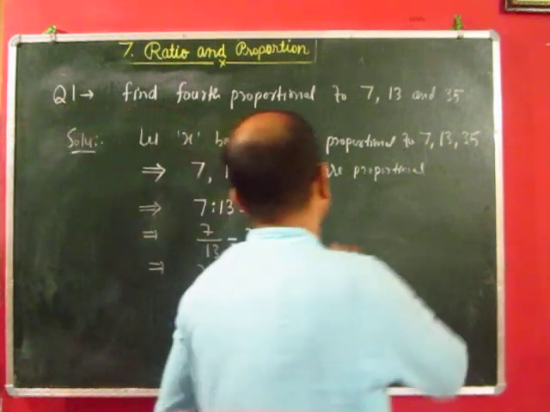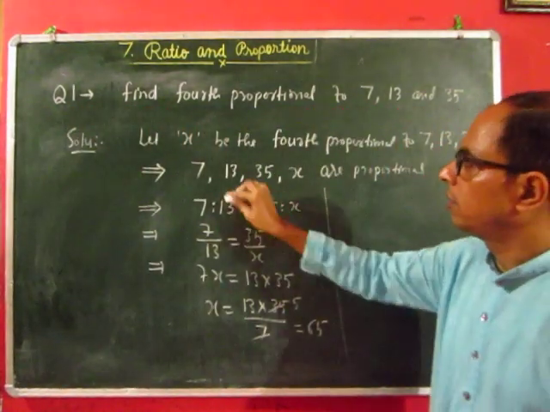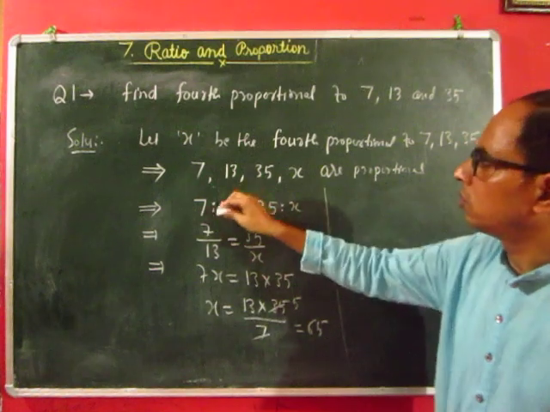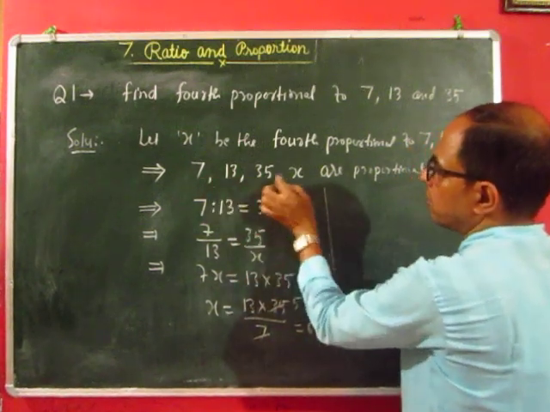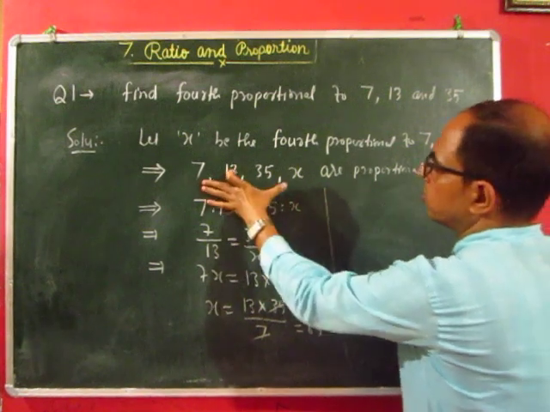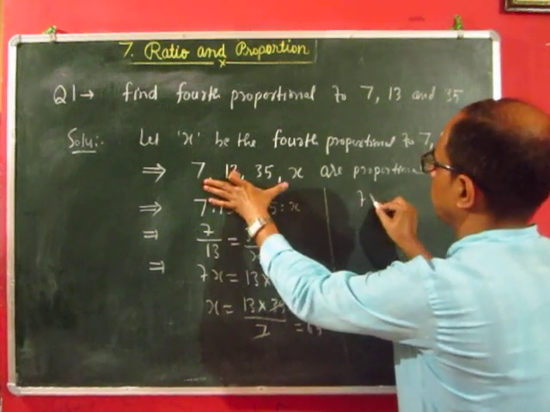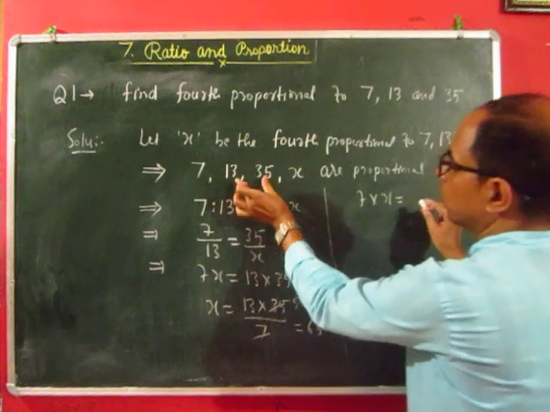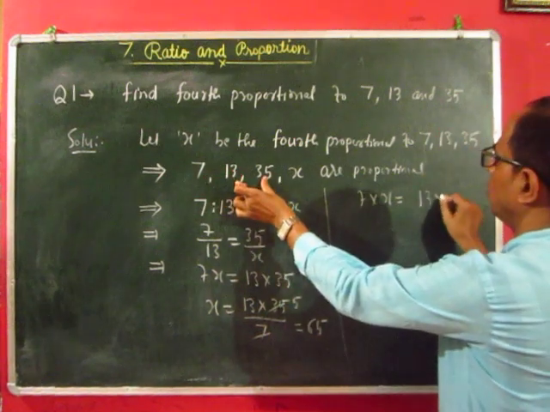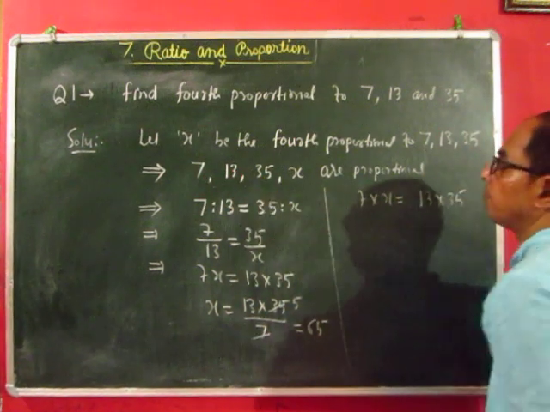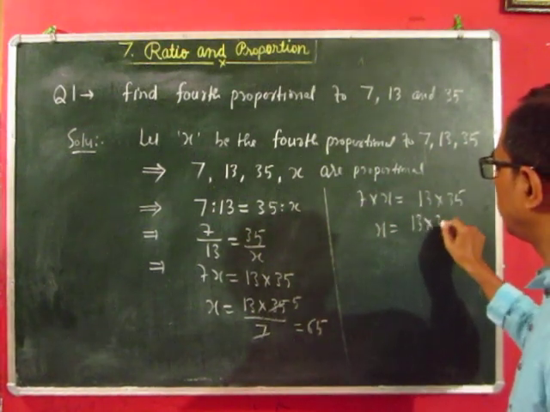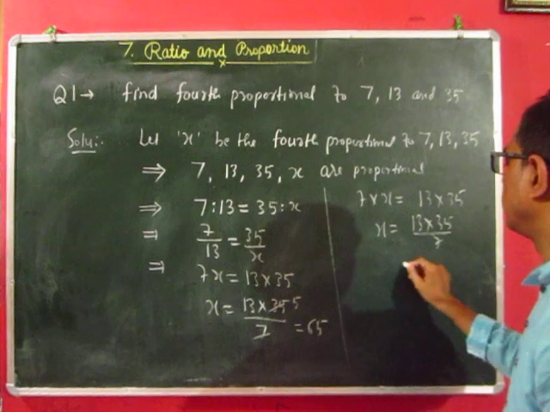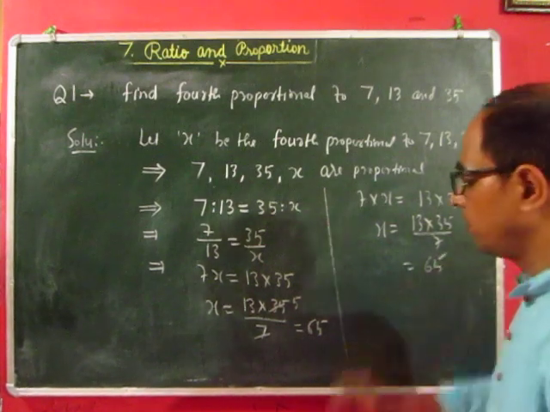Directly also you can solve. From here directly also you can solve. So you can use the property also. These four numbers are proportional. It is product of extremes, 7 into x is equal to product of means, 13 into 35. So from here also you can get x is equal to 13 into 35 by 7. So it is 65.